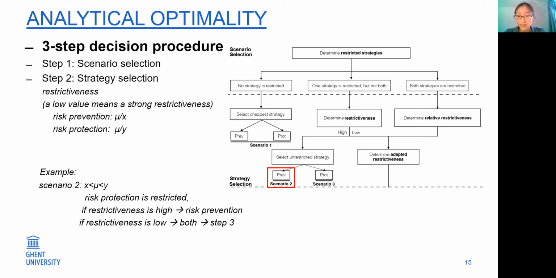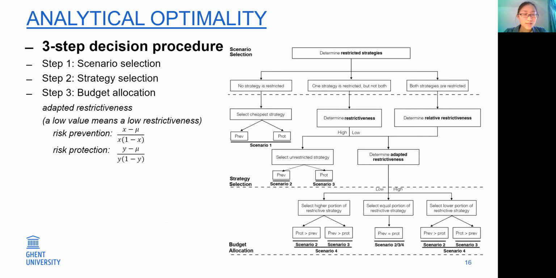And then we go to the third step. Similar to the second step, the third step determines the budget allocated to each risk response strategy based on the adapted restrictiveness. Similar to the restrictiveness, the adapted restrictiveness is also a metric that captures the gap between the risk response requirement and the risk controllability. And a lower adapted restrictiveness means a large advantage of the restricted strategy.